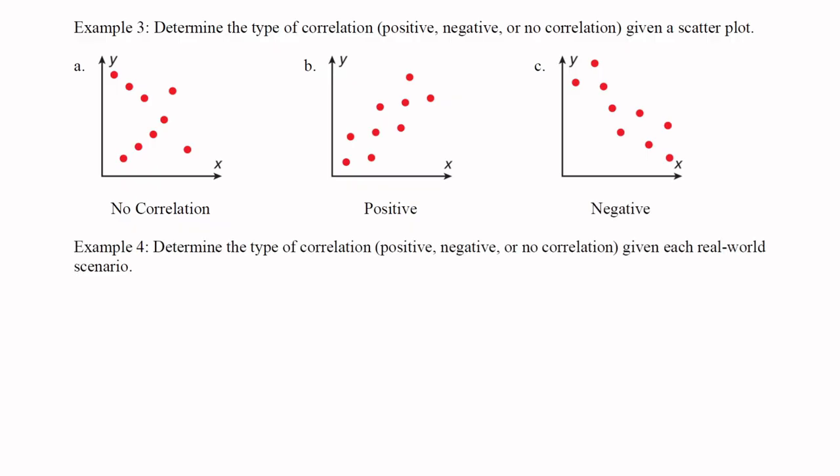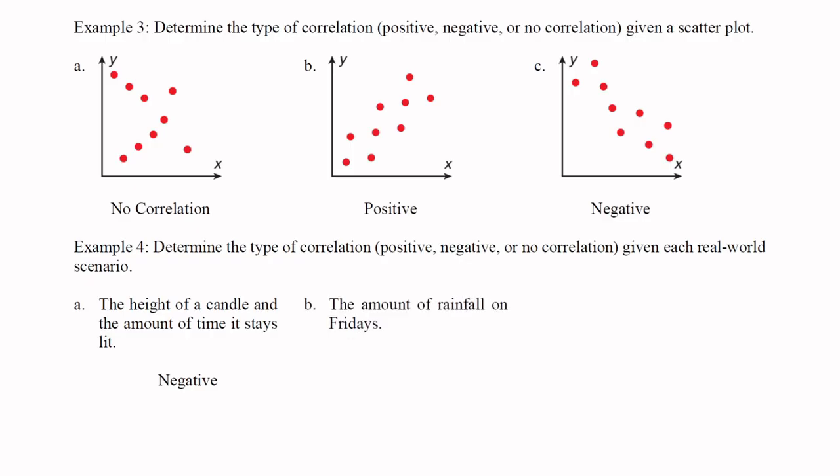Now we're going to determine the type of correlation given the real-world scenario. The height of a candle and the amount of time it stays lit. Well, as time increases, the height of the candle decreases. So since those are opposing, we would have a negative correlation. The amount of rainfall on Fridays. Well, some Fridays it rains, some Fridays it doesn't rain. So there's really no correlation there. And the price of a pizza and the number of toppings added. As you increase the toppings on the pizza, the price of the pizza will go up. So that is a positive correlation.